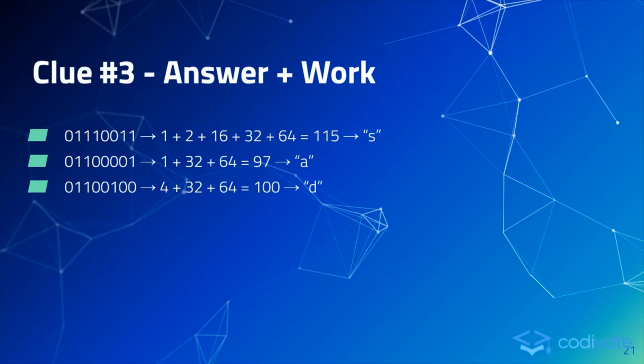The answer for this is going to be sad, and it's going to be for the same reasons as before. We are looking for the 1s in the values that correspond to the binary values. And here it's going to be 1 plus 2 plus 16 plus 32 plus 64. That becomes 115, which is an S. And so on until we get the word sad.